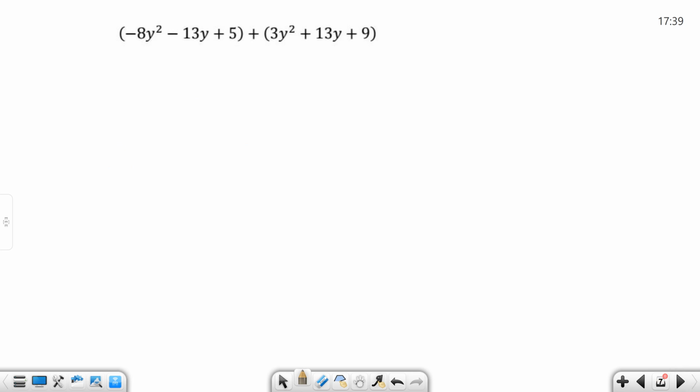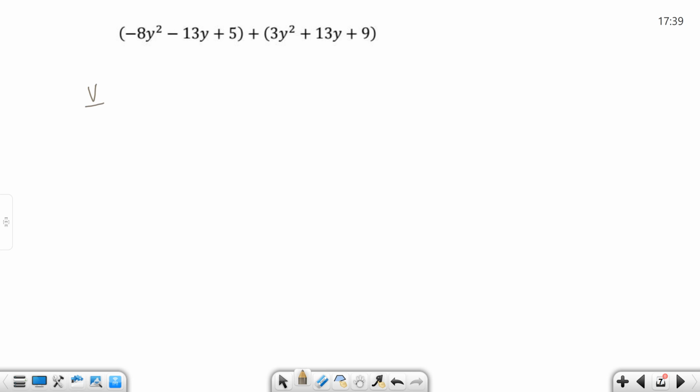So look at this one. Negative 8y squared minus 13y plus 5, and then plus 3y squared plus 13y plus 9. What do you think? Well, they're built the same, right? Y squared, y and a number, y squared, y and a number. So I'm going to do this.